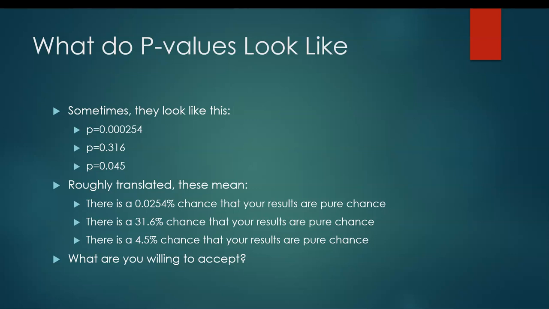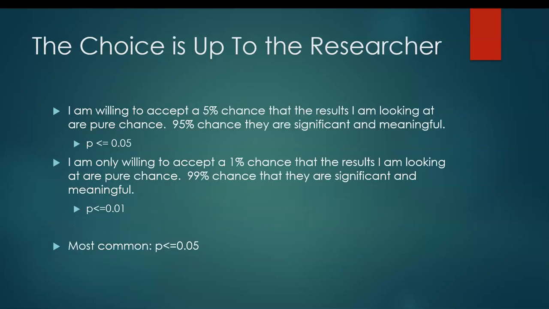So roughly translated, you see that you have a 0.0254% chance that your results are pure chance in the first example, a 31.6% chance that your results are pure chance in the second, and a 4.5% chance that your results are pure chance in the third. But as the researcher, what are you willing to accept?